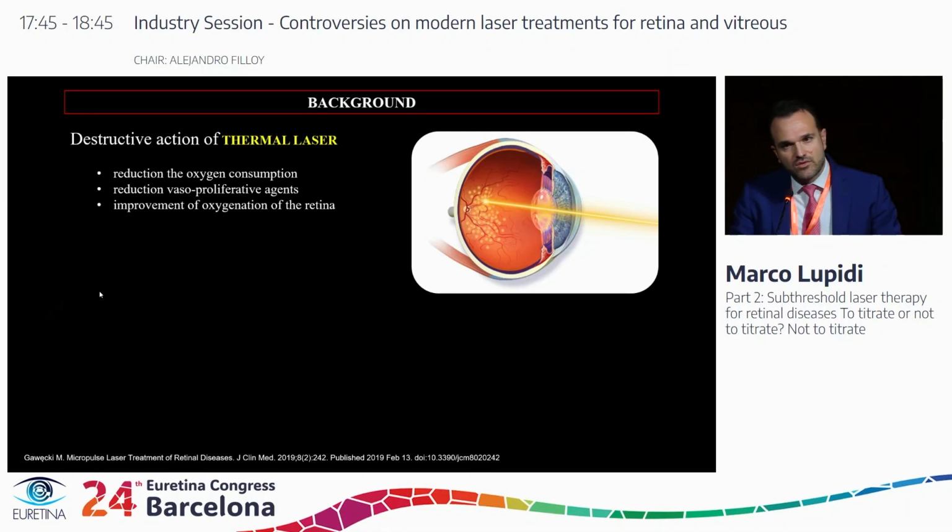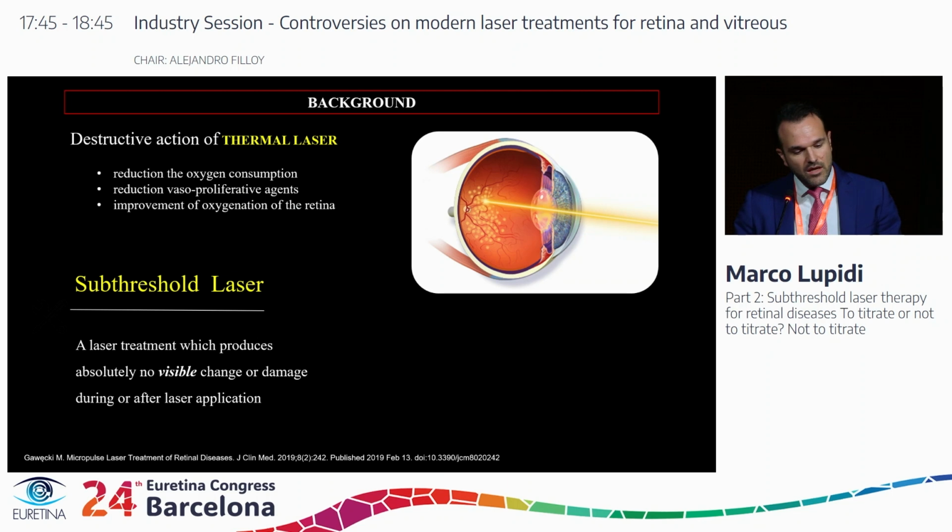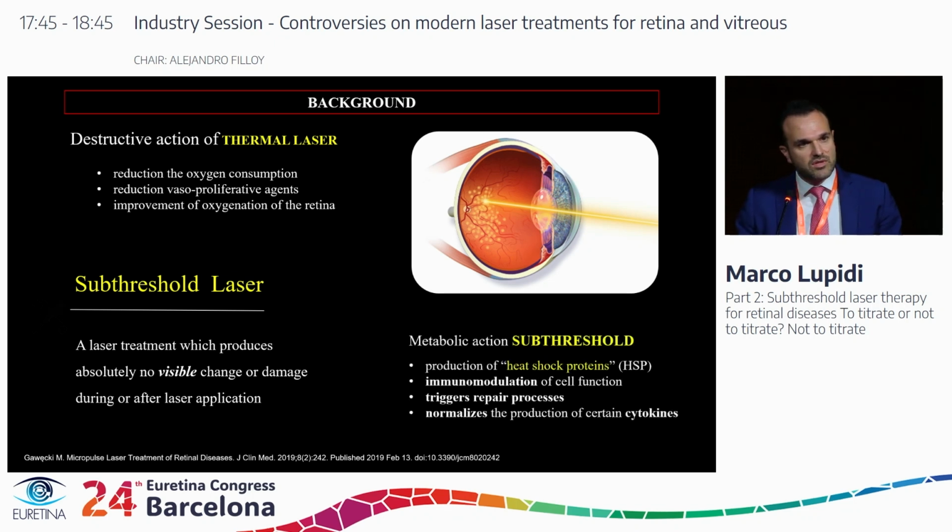So, as introduced by Alejandro, we know the destructive action of the thermal laser, which is mostly used to reduce the oxygen consumption, to reduce the vasoproliferative agents, and also to improve potentially the oxygenation of the retina. On the contrary, the rationale of using a subthreshold laser, which produces absolutely no visible changes or damage during or after the photocoagulation, is to produce the heat shock proteins, to activate the RPE with an immunomodulative action to trigger the repairing process, or also to normalize the production of certain cytokines.